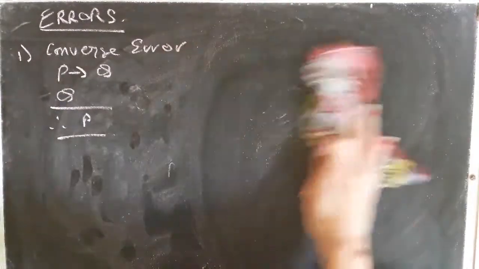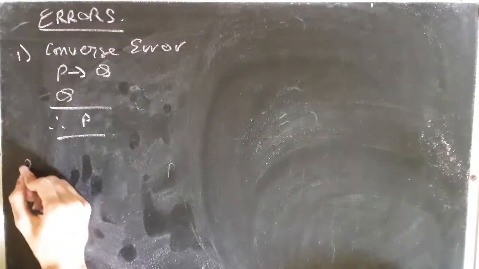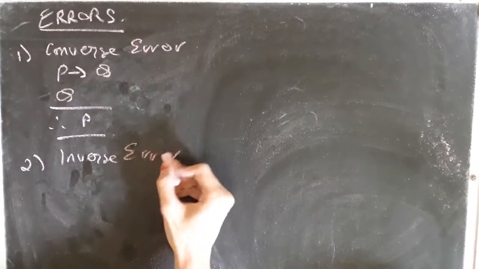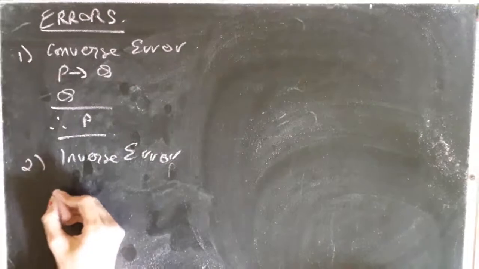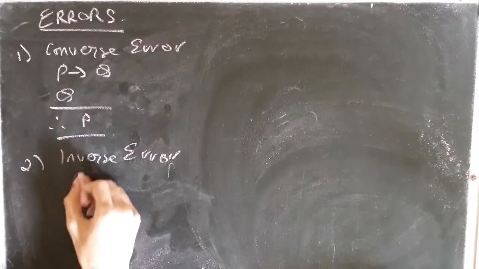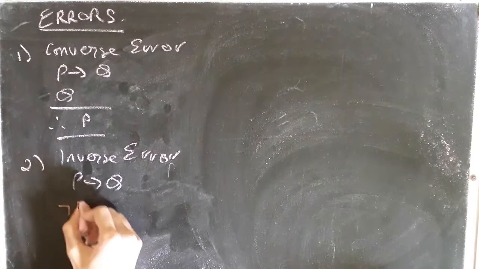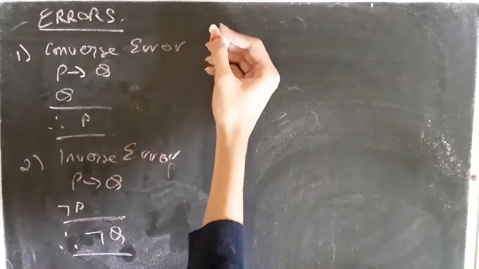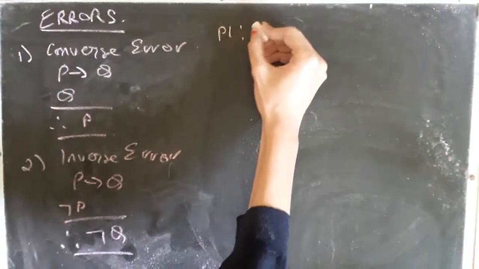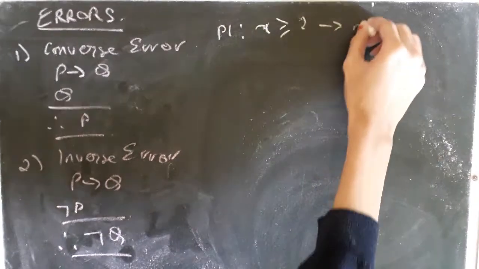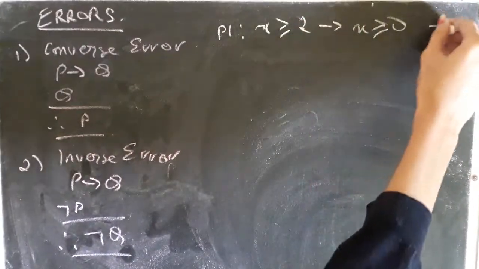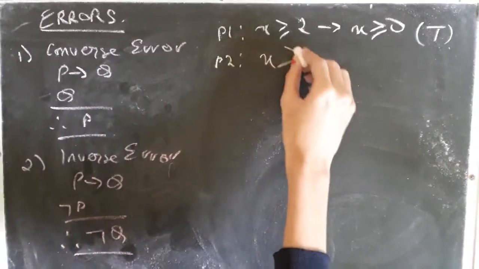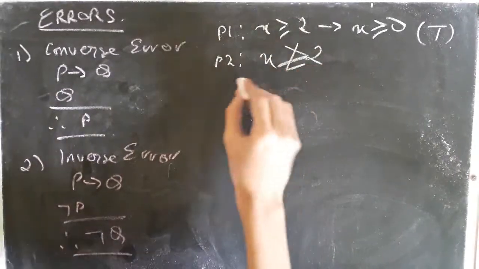What is the second type of error that we must learn? It is the inverse error. What does the inverse error state? P implies Q, negation of P, therefore negation of Q. Let us consider an example for this. Suppose P1 is x is greater than or equal to 2 implies x is greater than or equal to 0, which is obviously true. And P2 is x is not greater than or equal to 2.